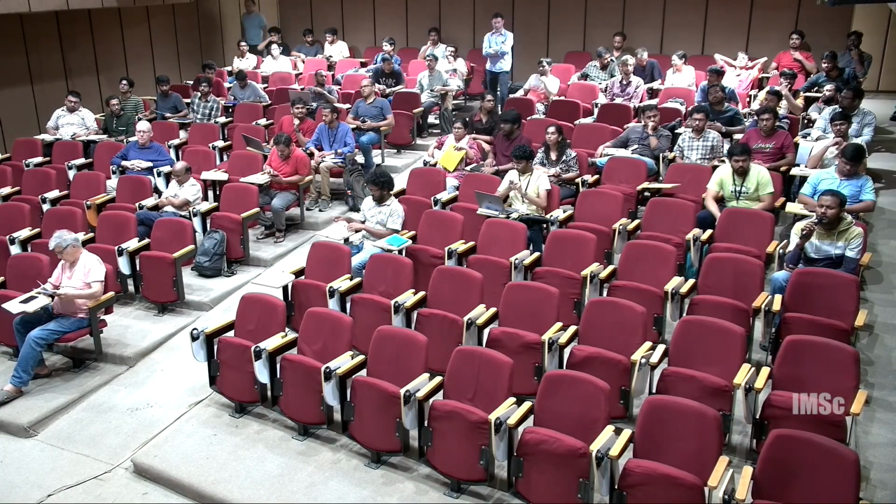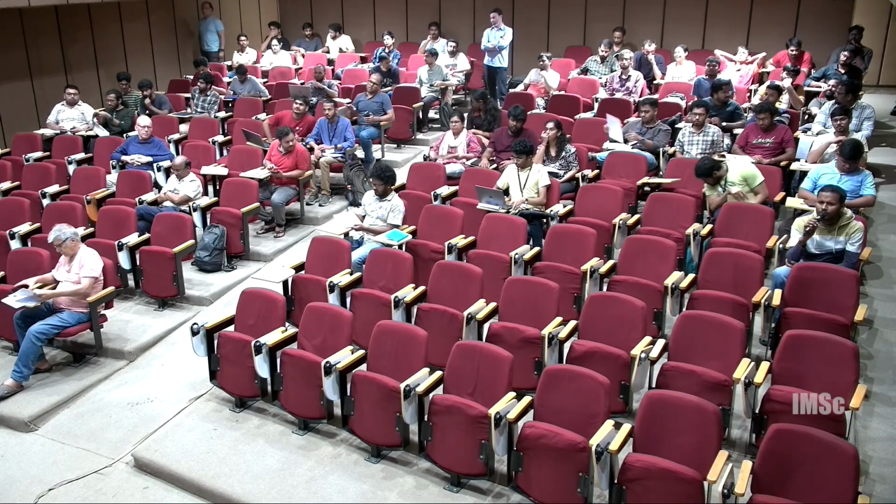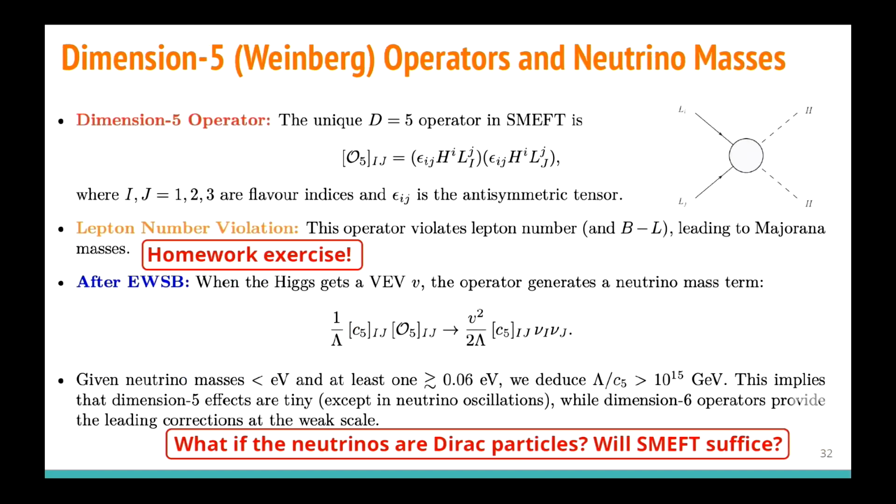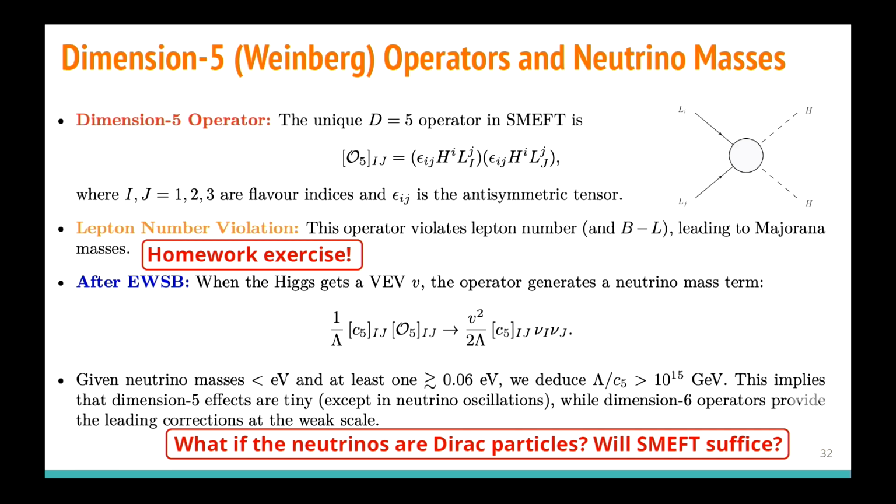When you are setting this lambda L to 10 to the power 15, how do you set that? I told this, this is how I do it. V squared by 2m, so how do we write a mass term? What is the dimension of this V squared by 2 lambda? It's mass, right? This is fine. In the next slide, lambda L where you are setting 10 to the power 15. Here I say that lambda by C5 is greater than 10 to the power 15.